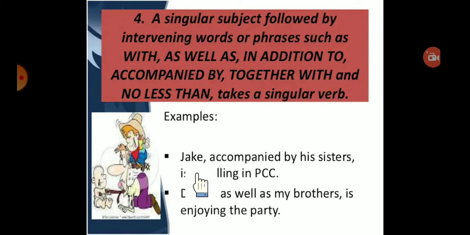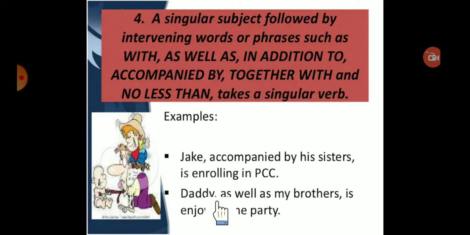See what it is. Jack, accompanied by his sister, is enrolling in PCC. Here the phrase accompanied by his sister, where sister is in the form of a plural subject, is followed by a singular verb, is enrolling in PCC. So what does it say? These kinds of sentences take the singular verb. See, accompanied by, then here is a singular verb.